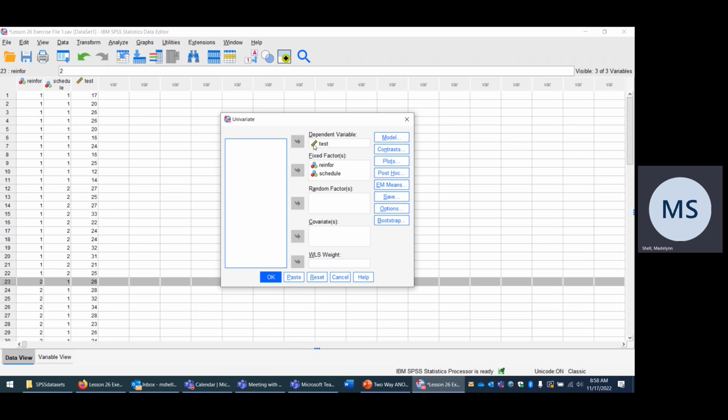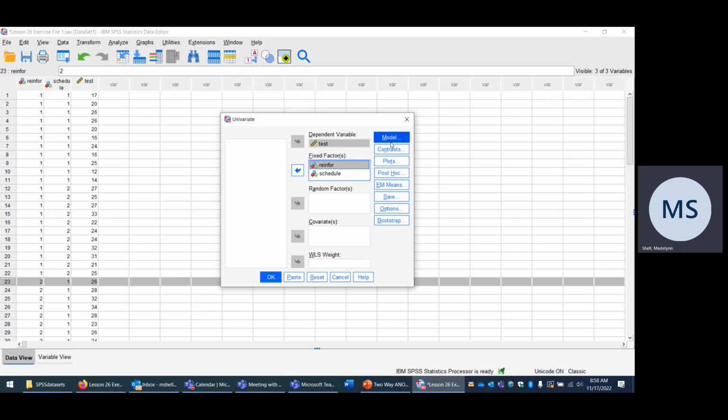Okay, so I already had this put in here, but let me move it back over so you can see what it would look like. So we just have our list of variables. Our dependent variable, the outcome, is the test. Fixed factors are independent variables. Okay, so we've got reinforcer and schedule here.